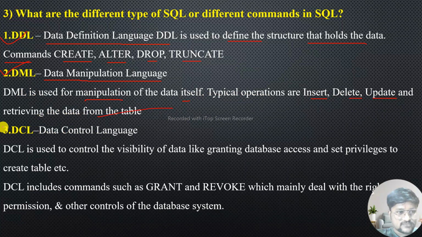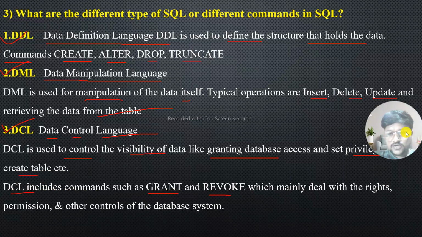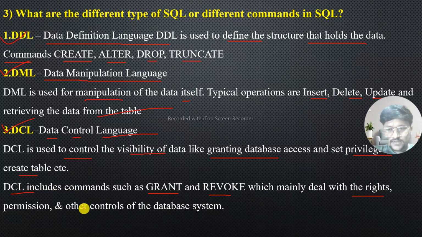Then next we have DCL. DCL stands for Data Control Language. DCL is used to control the visibility of the data, like granting database access and setting privileges to create tables. DCL includes commands such as grant and revoke, which mainly deal with rights, permissions, and other controls in the database system.